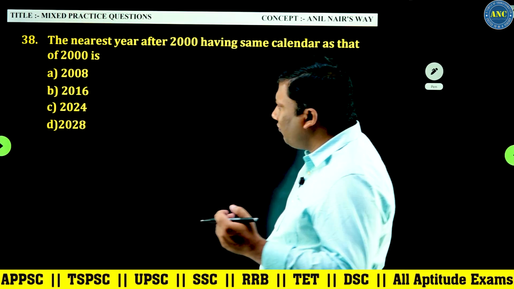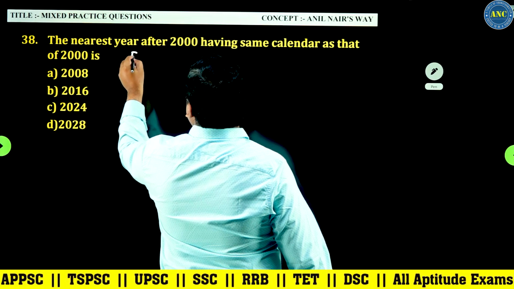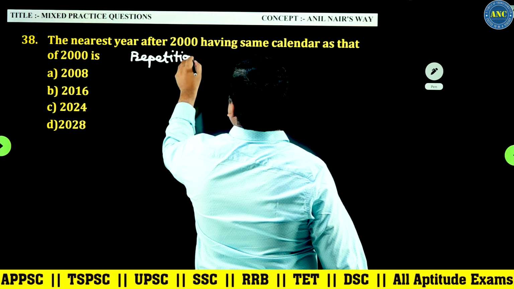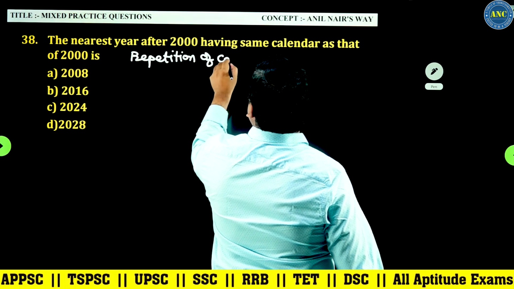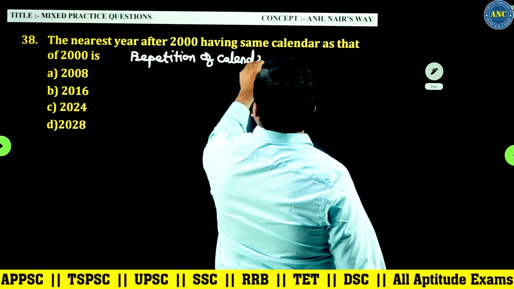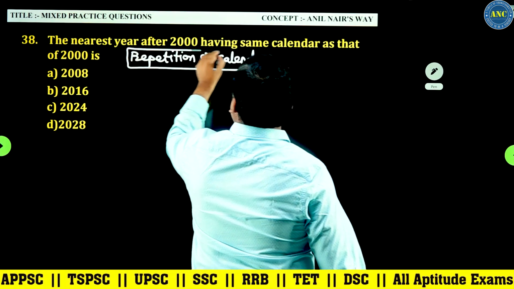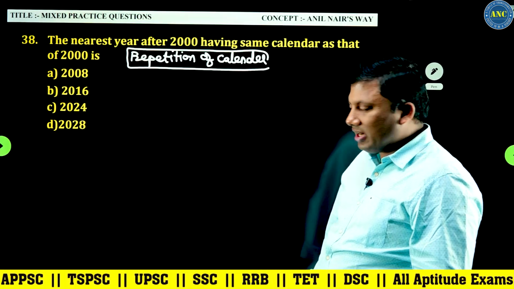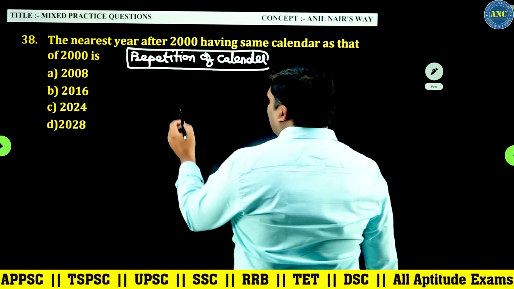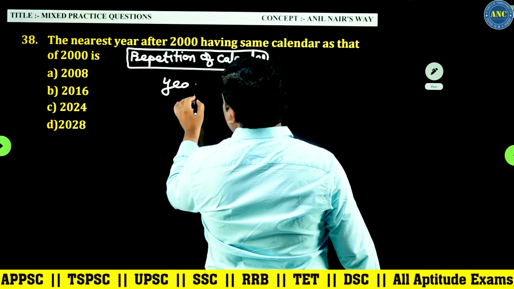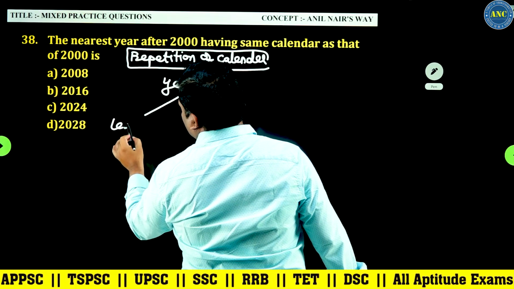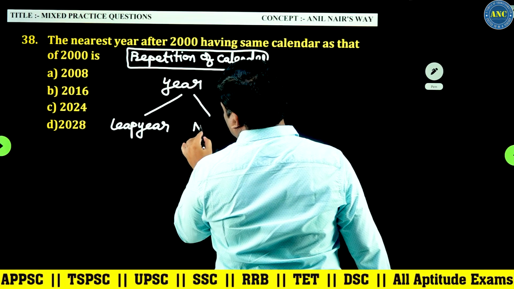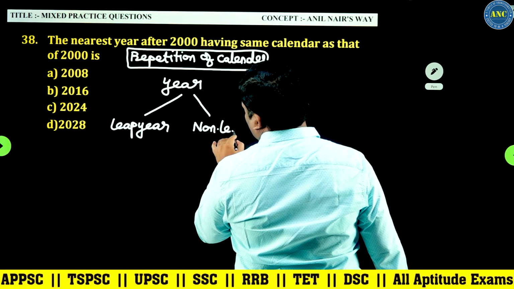This is also another very important model, sir. This model is repetition of calendar. If you understand this diagram, all the questions you can solve in seconds. Repetition of calendars. Suppose a year is given. The year can be a leap year. The year can be a non-leap year.